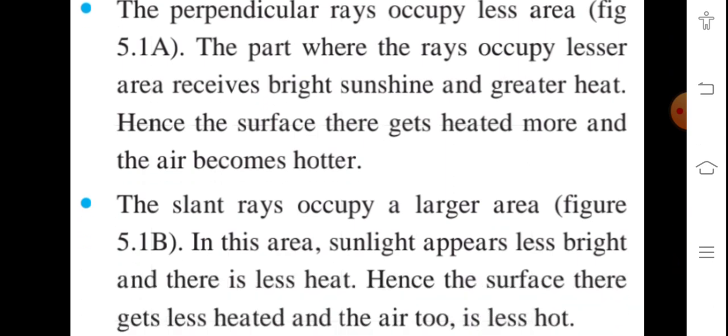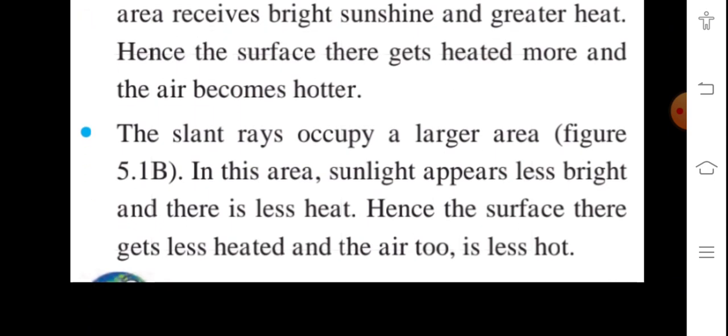Hence the surface there gets heated more and the air becomes hotter. As the area receives bright sunshine and greater heat, the surface of that area gets heated more and the air in that area also becomes hotter.